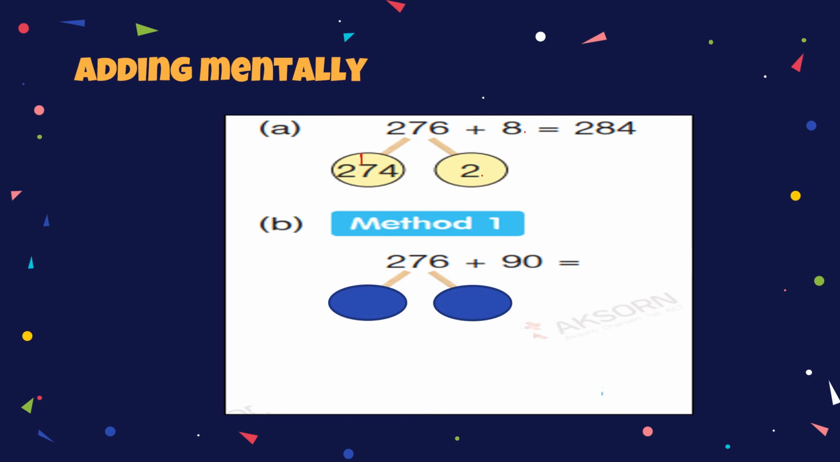So 1 plus 7 is equal to 8, so 284. So the answer is 284.